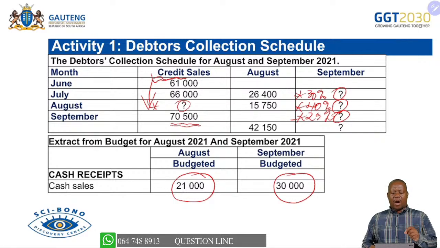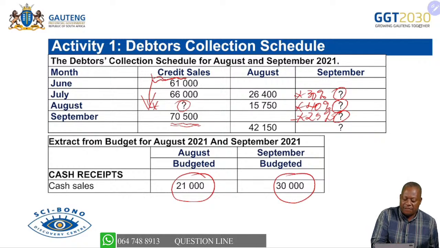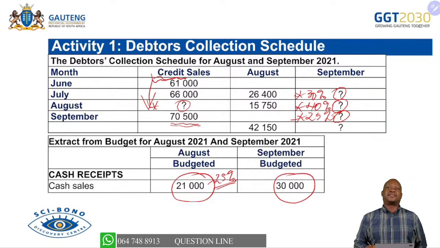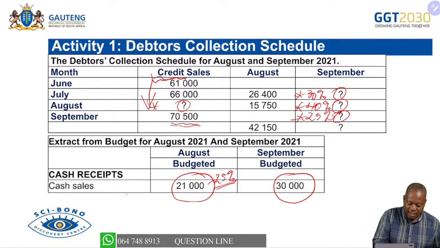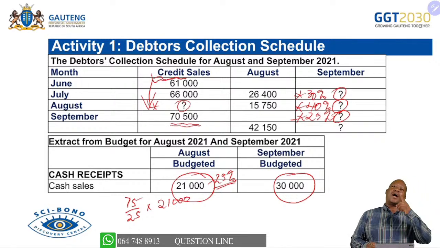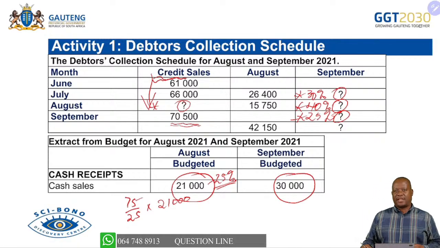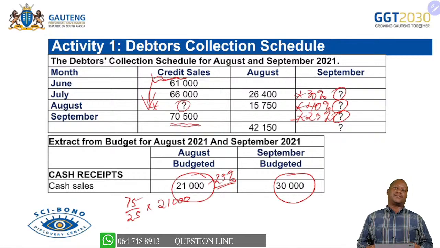Now, how do we find it? We are given the 21,000, which we know is cash sales, which we already agreed is going to be 25%. So we are looking for 75%, and we are given 25%. Remember, how do we deal with it? It's simply our 75 divided by 25, and we multiply by 21,000. That's how we are going to get our credit sales for the month of August. Hope it makes sense.